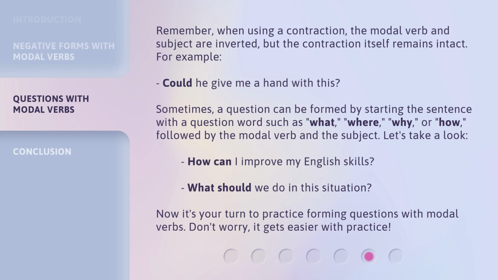Sometimes, a question can be formed by starting the sentence with a question word such as what, where, why, or how, followed by the modal verb and the subject. Let's take a look. How can I improve my English skills? What should we do in this situation? Now it's your turn to practice forming questions with modal verbs. Don't worry, it gets easier with practice.